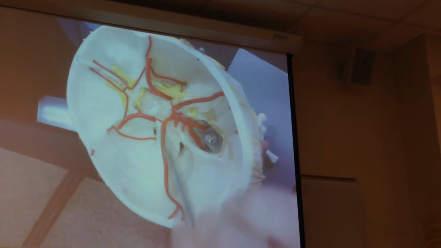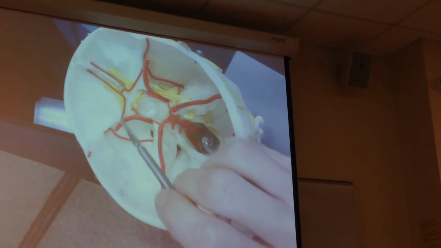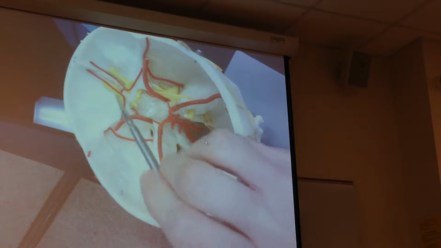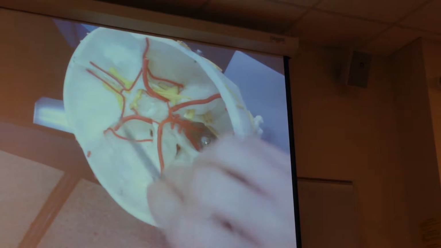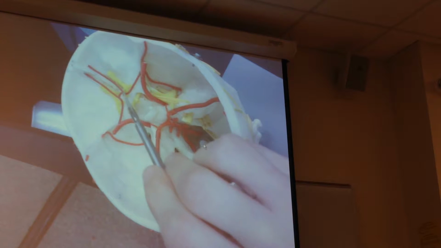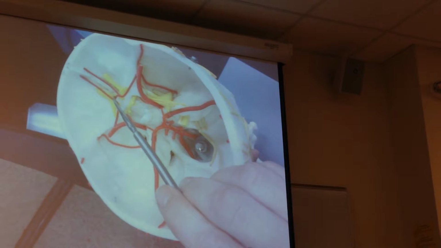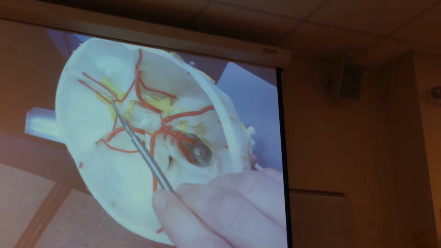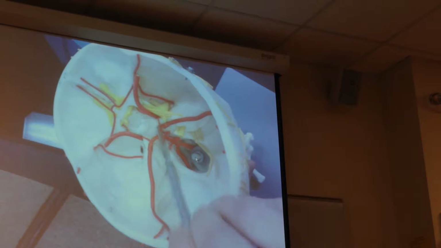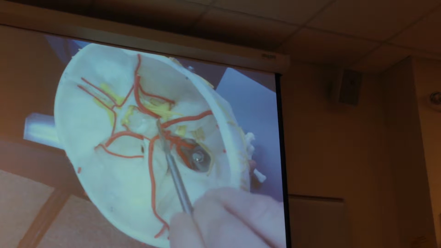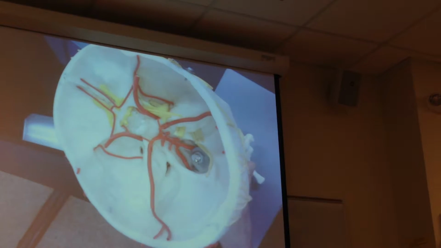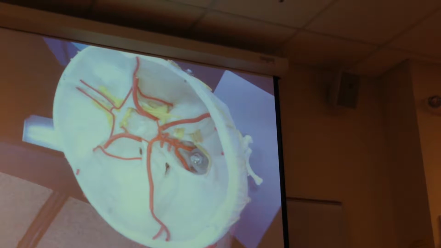Identify these blood vessels. Posterior cerebral arteries. Identify this blood vessel right here. These are the anterior cerebral arteries. What's this little one in between? Anterior communicating. What is this right here? Posterior communicating.